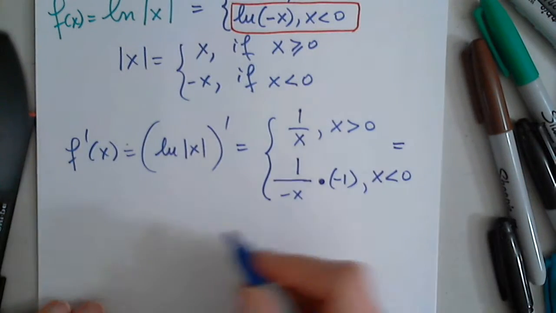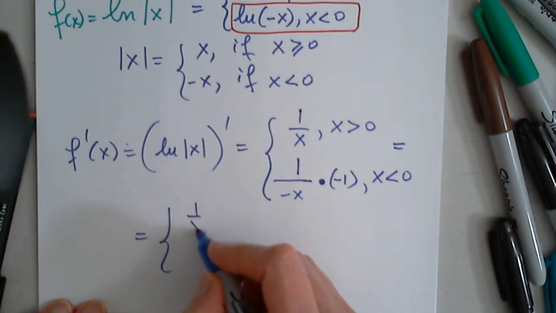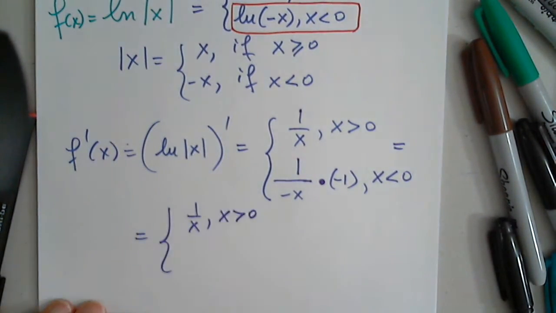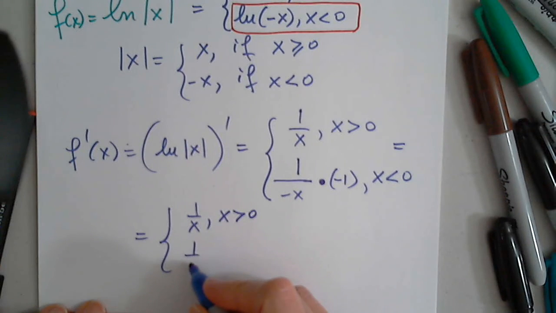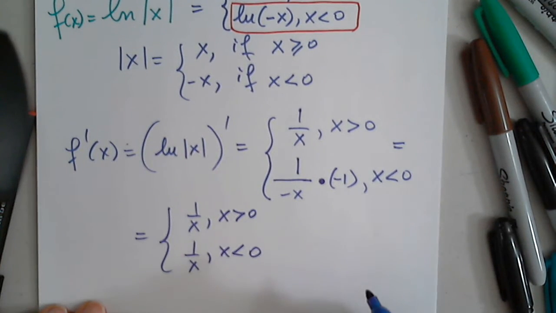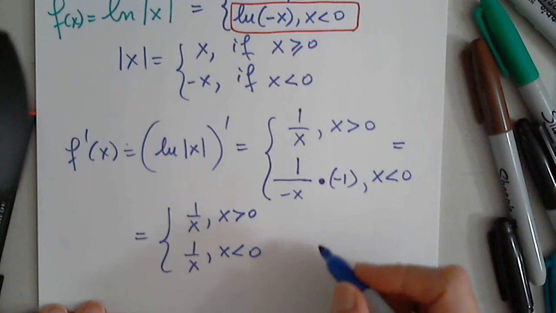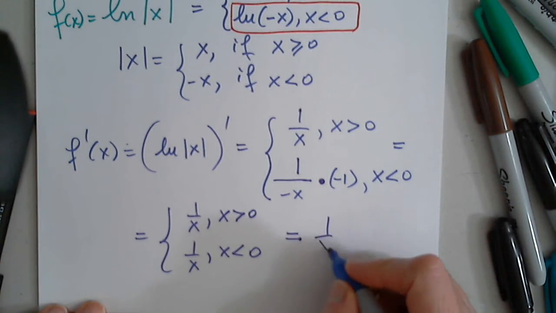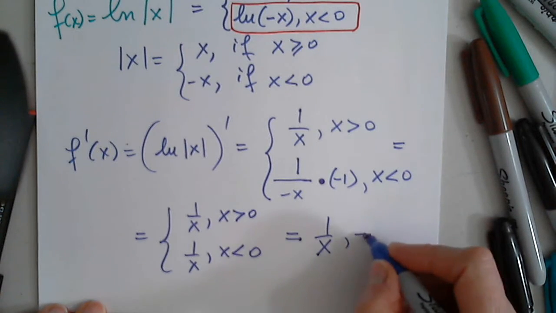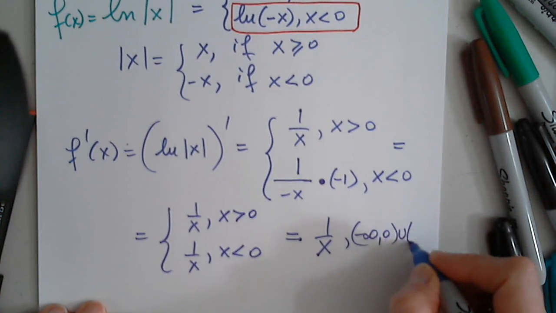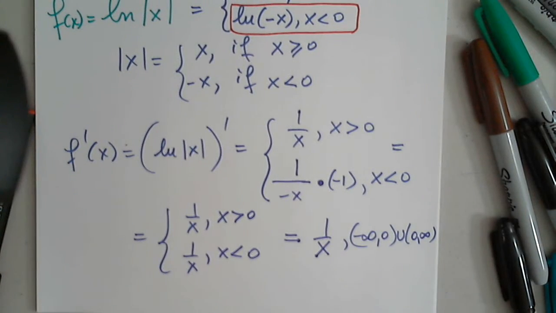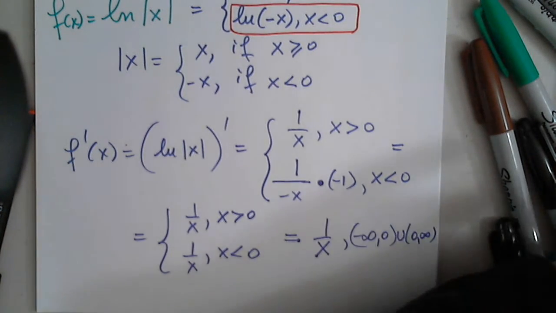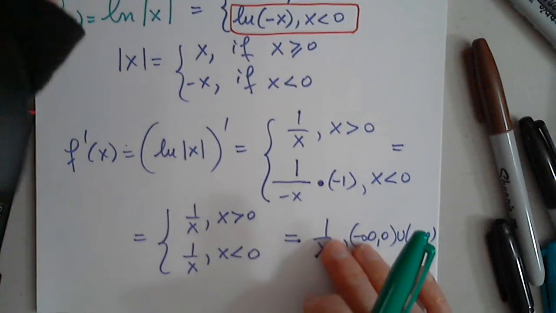Okay, now I want to fully simplify this. So this is 1 over x when x is greater than 0. And what is the other piece? 1 over x for x less than 0. So they are the same. So then the answer is not two different branches, it's just one. For x between negative infinity and 0, union 0 to infinity. And this is a major result for chapter 5.